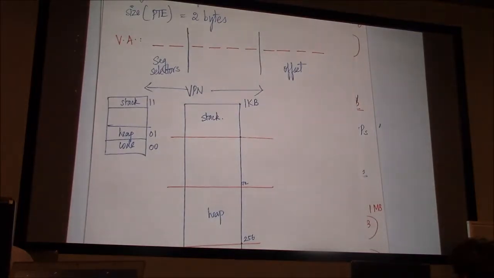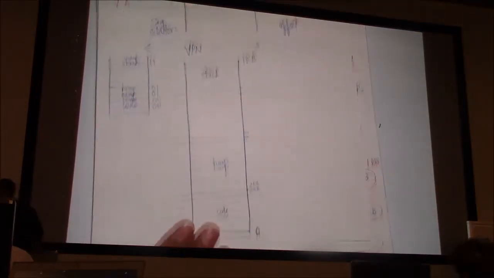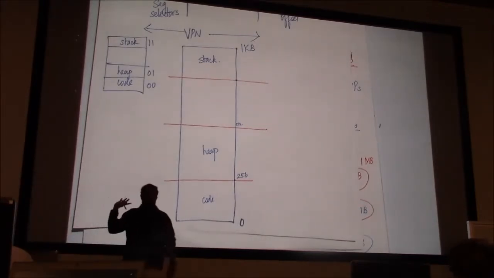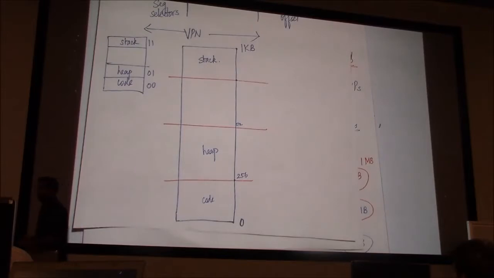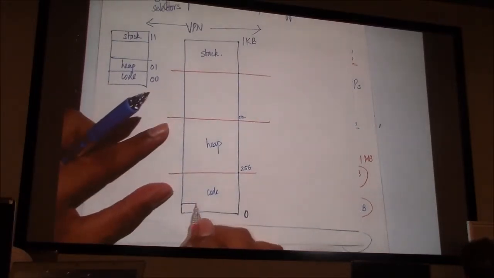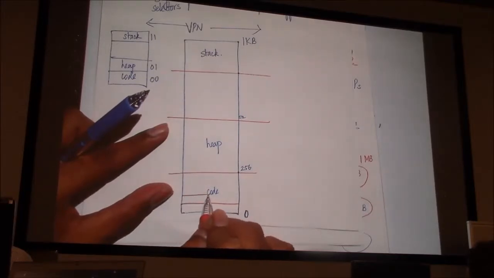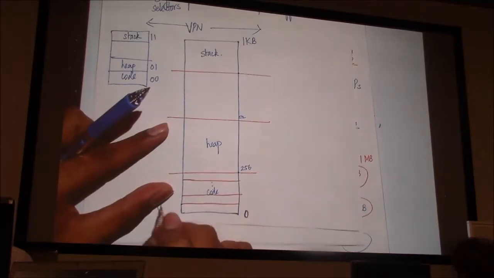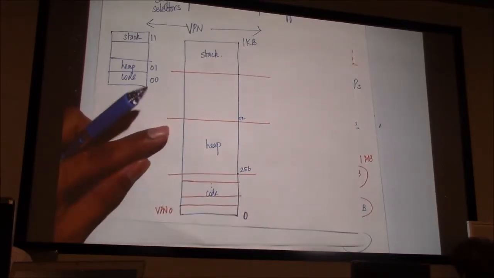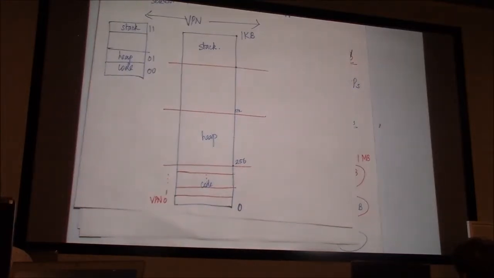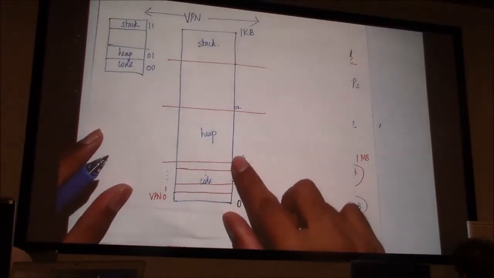Now we just have these segments in memory right now, but we are going to divide each segment into pages. That is the main idea here. We are going to divide each segment into pages. So the code segment is going to have some pages within it. Something like this is virtual page number 0, this is virtual page number 1. Up till how many virtual pages? What is the maximum number of virtual pages that the code segment has?